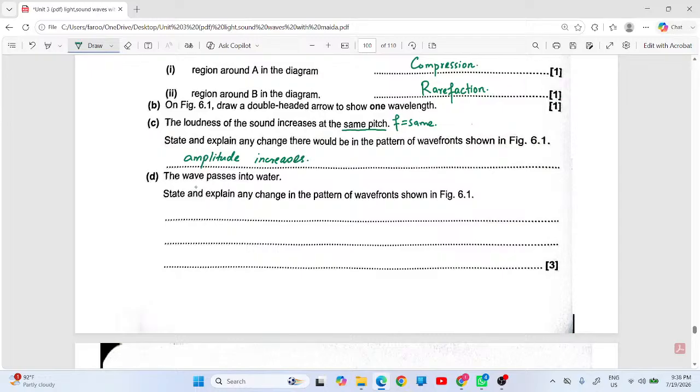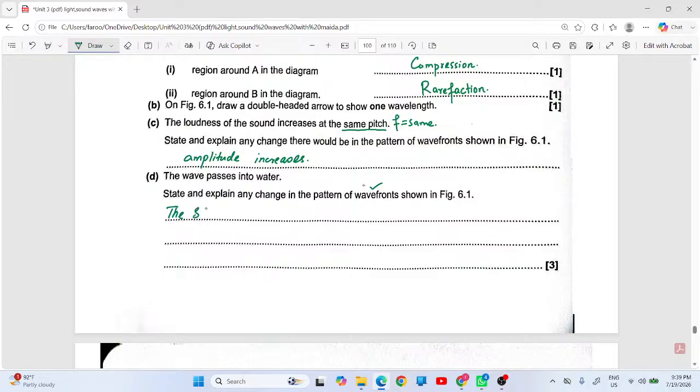Next, the wave passes into water. State and explain any change in the pattern of the wavefront. What is the change in the wavefront? The wave is entering what? Sir, water. We will say the speed of the sound wave increases in water. Yes. And the particles will move away from each other.